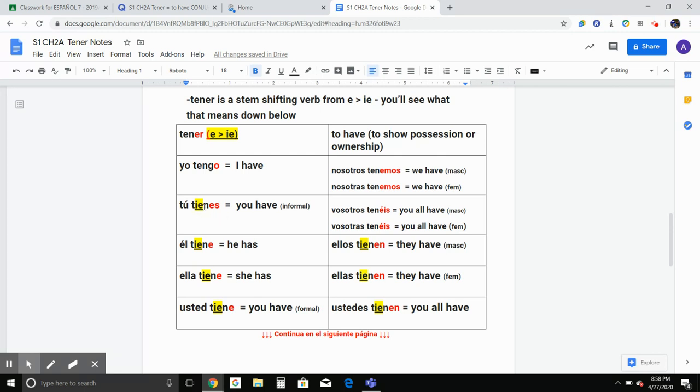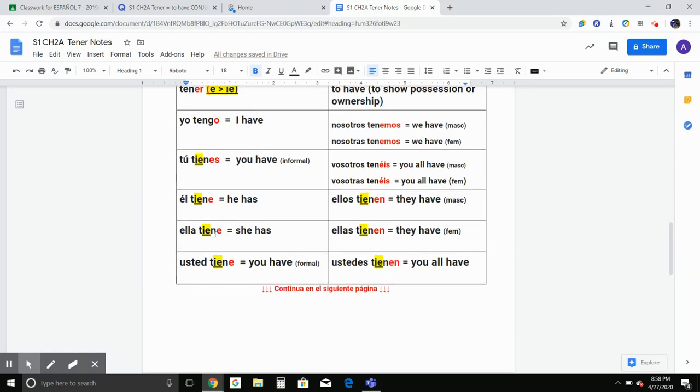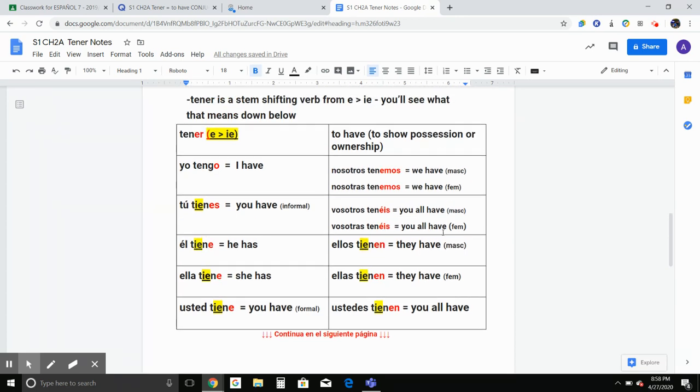Okay, tú tienes has the stem change. The E is replaced with an IE. Tú tienes. Okay, él tiene, ella tiene, y usted tiene. They also all have the stem change. The E has been changed to IE. Going over to the nosotros form, tenemos, there is no stem change. The vosotros form, tenéis, there is no stem change. But when we get to the ellos, the ellas, and the ustedes forms, again, we have to change that E to IE. So it's ellos tienen, ellas tienen, y ustedes tienen.